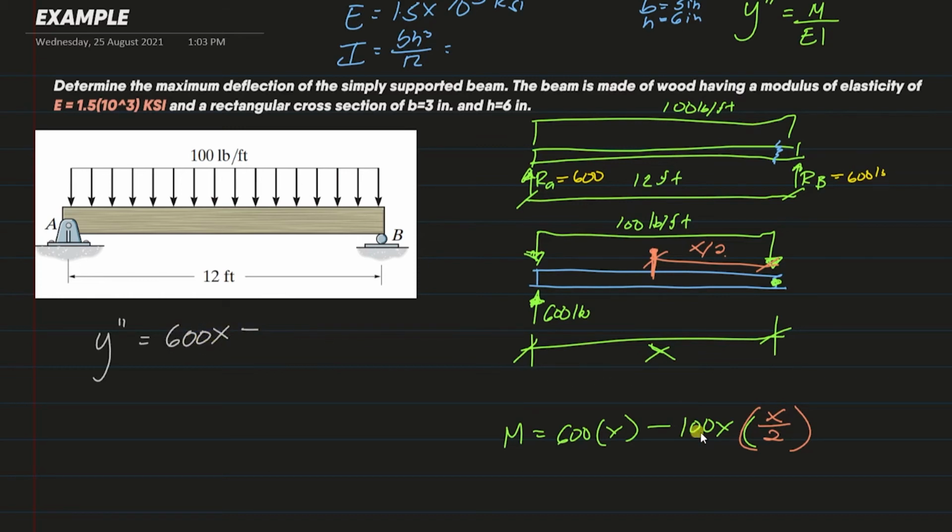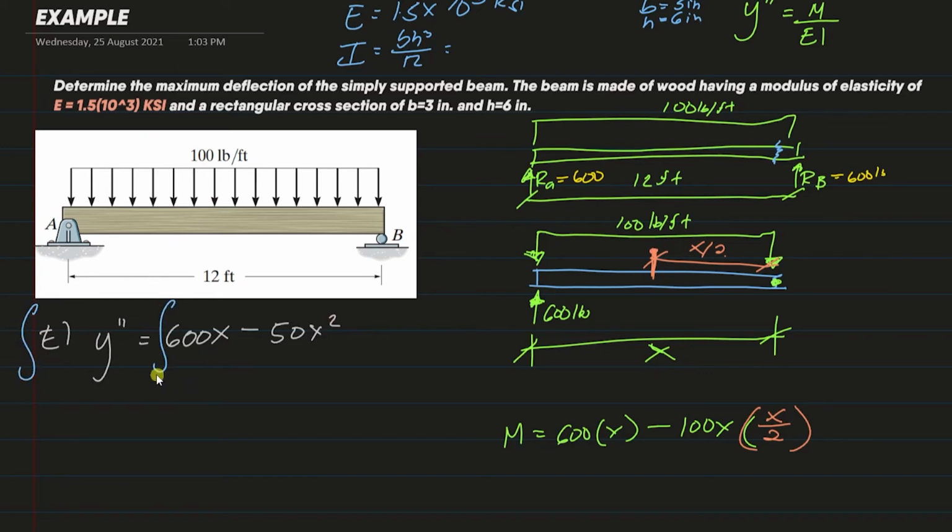600x minus, simplify natin to. 100 divided by 2 is 50. x times x is x squared. Okay, so over EI. Yung EI natin, ilagay na lang natin sa kabila para mas malinis. Okay, so first and foremost, integrate natin to.